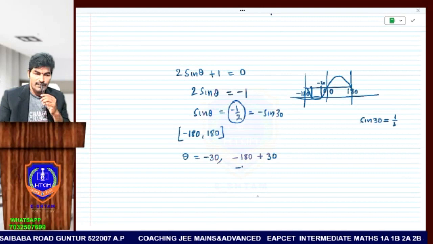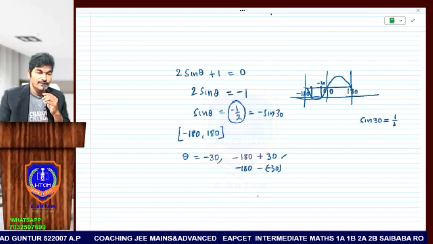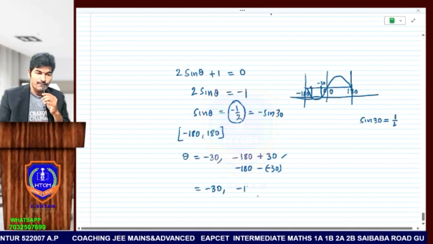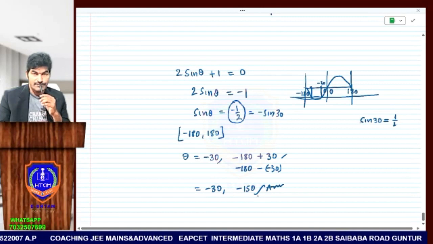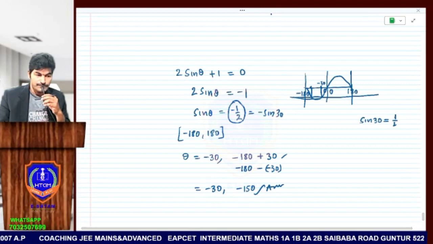In another way also you can write the same thing. Minus 180 minus 30. This will be plus 30, the same angle. It will be minus 150. So minus 30, minus 150. These are the required angles for this equation. Understood?